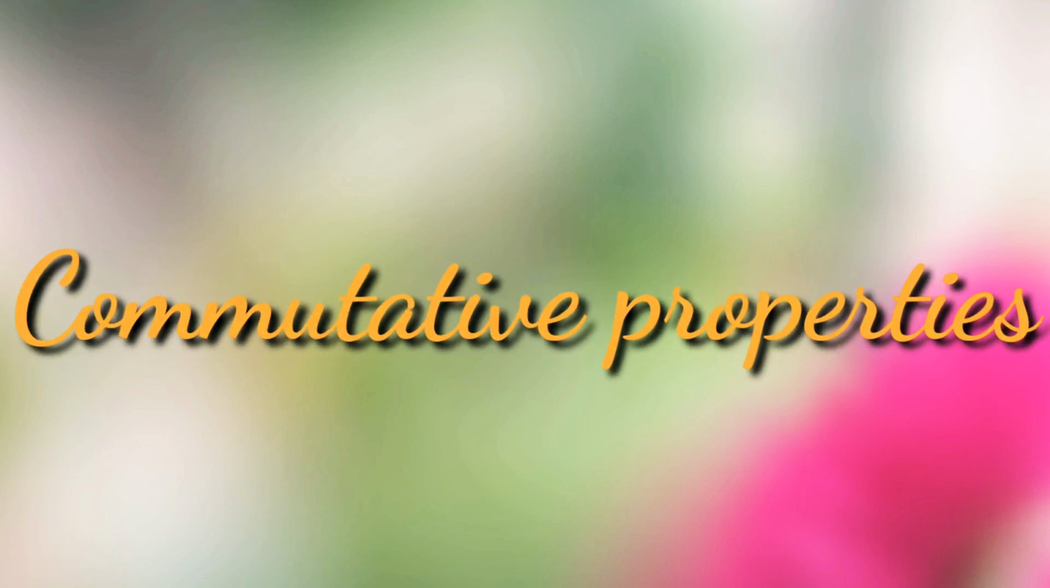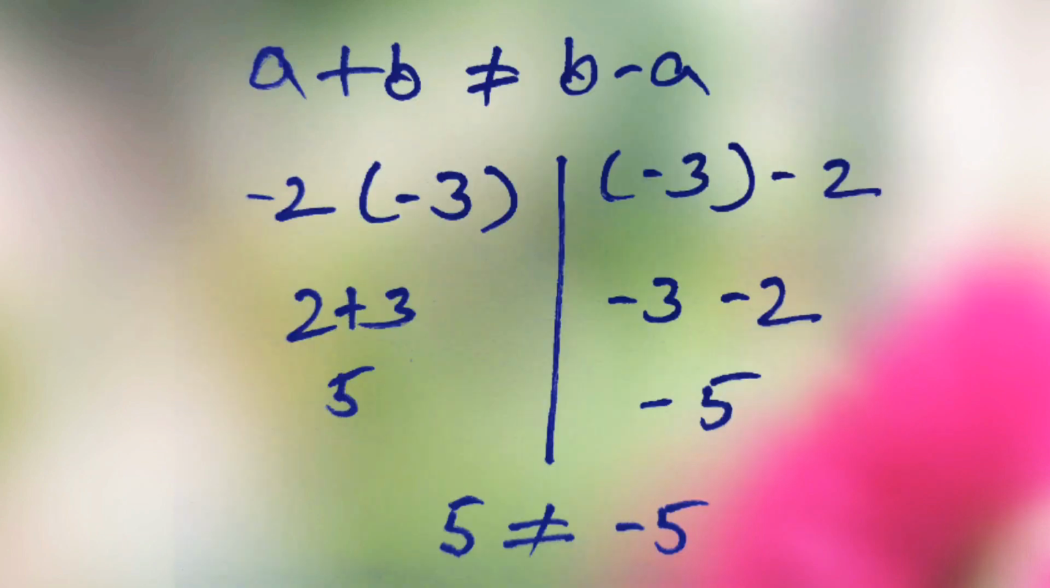Same as the second property, that is commutative property. In that a minus b is not equal to b minus a, meaning the ordering of the numbers matters a lot in this. For example, you have taken an integer 2 and another integer -3. Go for subtraction. 2 minus -3. So the answer: minus minus becomes plus. 2 plus 3 equals 5.